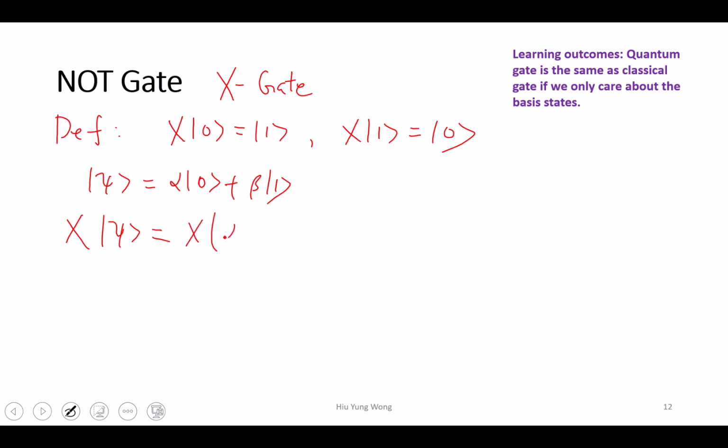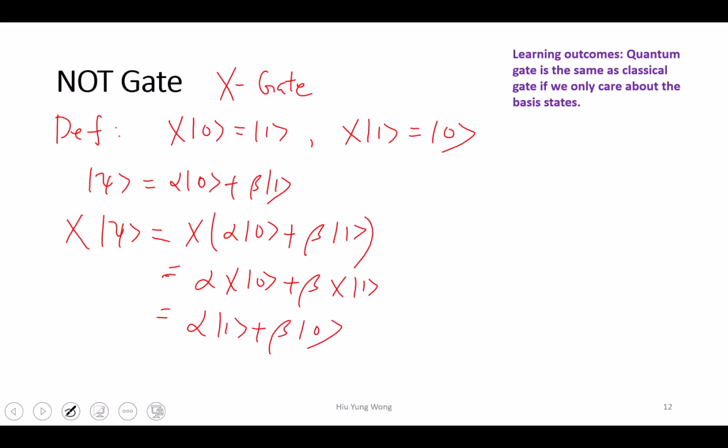Well, I can just expand it because it is linear and it is a matrix. So this is just alpha X|0> plus beta X|1>. And I need to keep reminding myself, X is a matrix, and |0> and |1> are vectors. Okay? I can use the definition directly. This is equal to alpha |1> plus beta |0>. Now you can have another view of this. I also can keep in mind the matrix form. This is just equal to alpha, beta. Again, alpha means I have alpha |0>, beta means I have beta |1>. So this tells me that the result becomes beta, alpha, correct?